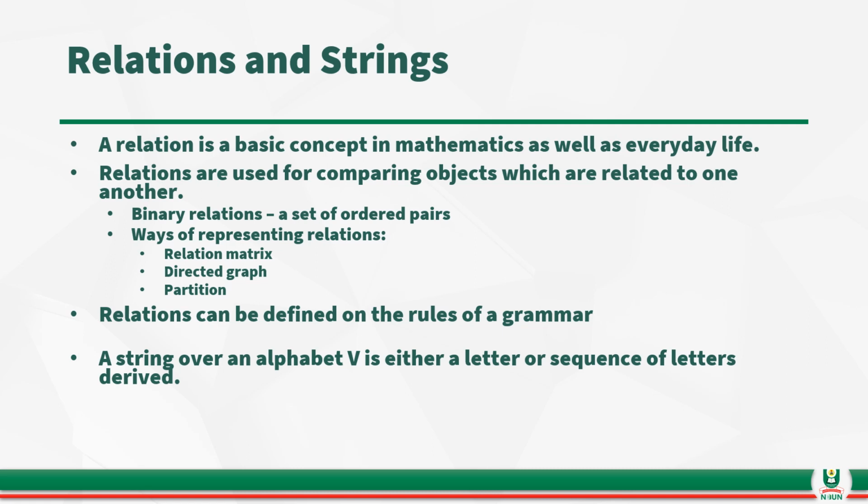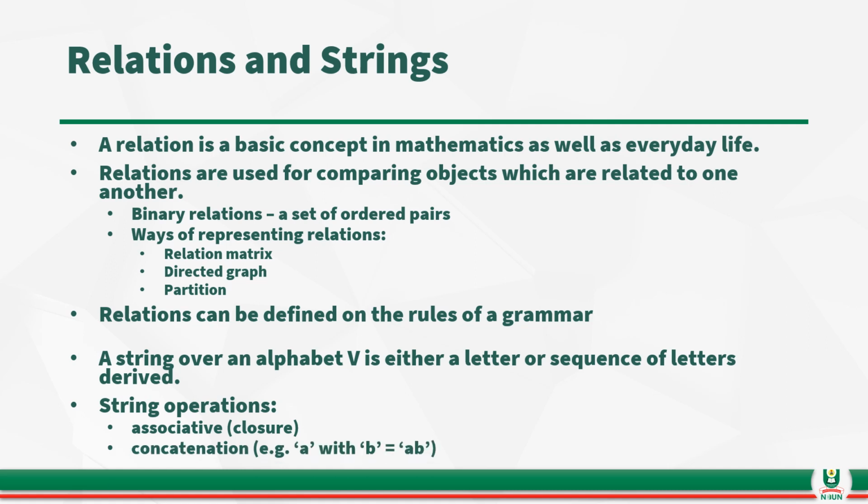A string over an alphabet is either a letter or a sequence of letters derived. So the string operations include associativity and concatenation, where a string such as A can be concatenated with another string B to derive a new string AB.